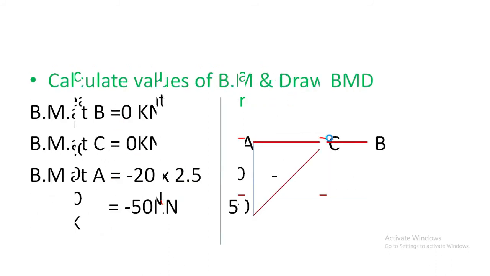Then next is to calculate the values of bending moment and draw the bending moment diagram. In a cantilever beam, one important note is that whenever we start the bending moment in a cantilever beam, the bending moment always starts from the free end, not the left end or right end. It is always start from the free end. It is a very, very important note in case of a cantilever beam.